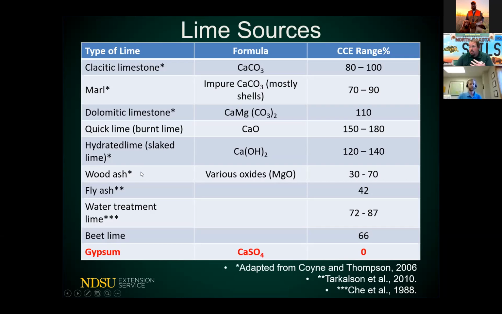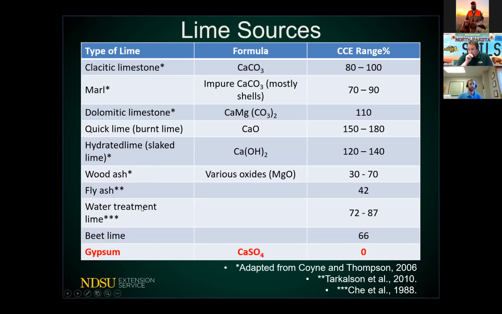Then there's other byproducts that we're starting to look into. There's fly ash, which is a byproduct of the coal mining industry, and we have a lot of that in North Dakota. We're starting to do some work on that, but some work that I found showed that it had about 42% for calcium carbonate equivalents.